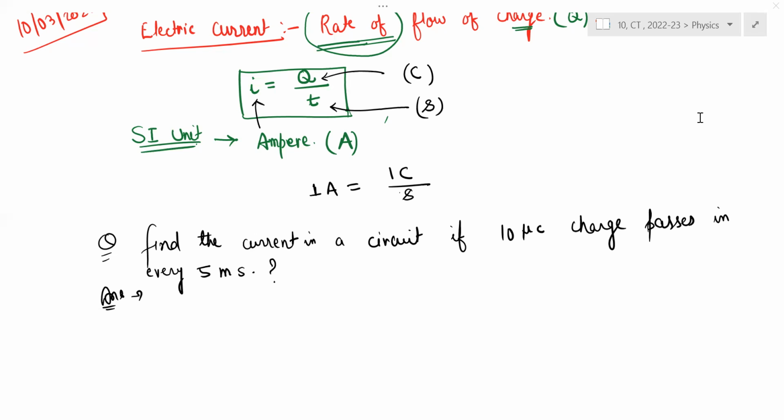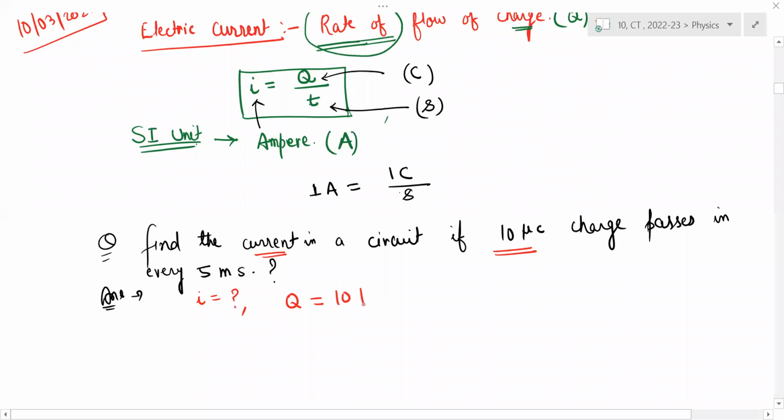We'll look at how to solve it. Everyone, please look here now. What information has been given? Find the current means I is being asked. Q has been given as 10 microcoulomb. Microcoulomb means 10 raised to the power minus 6 coulomb. So can we say it is 10 raised to minus 5 coulomb? Yes or no? And then time t has been given as 5 millisecond. Millisecond means 10 raised to minus 3 second.